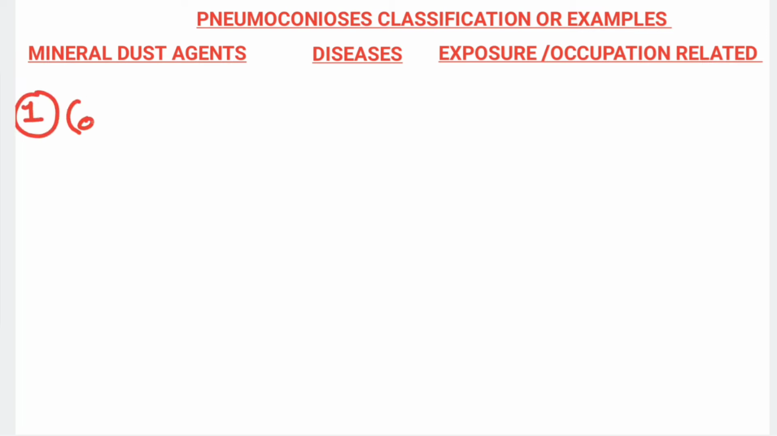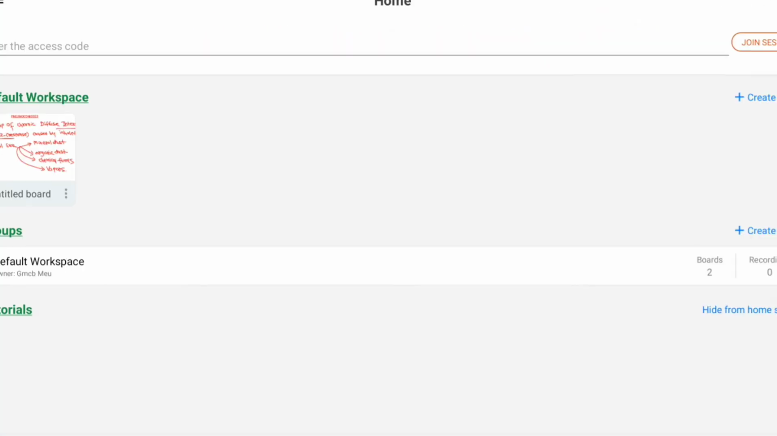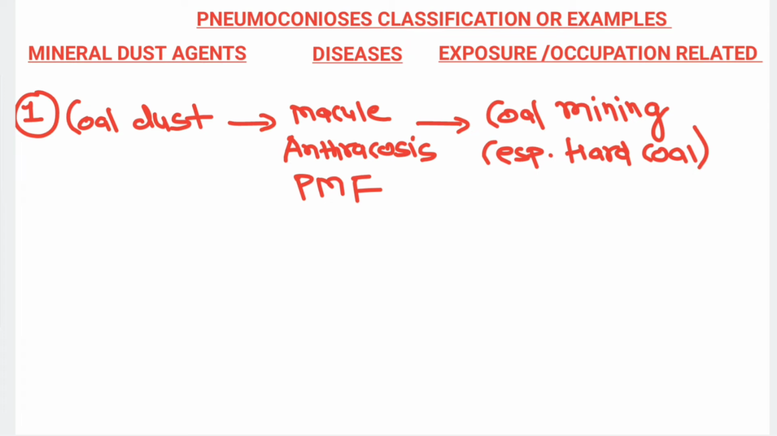All right. Now let's see the examples or classification of pneumoconiosis. So first we will begin with the mineral dust category. The first example of mineral dust agents is coal dust. The coal exposure can lead to development of diseases like macules, anthracosis and fibrosis. And the exposure or occupation related to coal dust exposure is coal mining, especially hard coal.